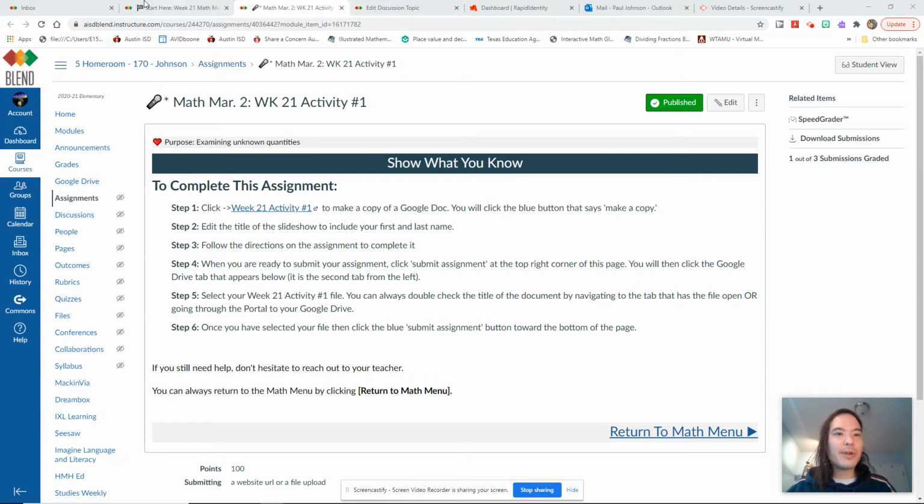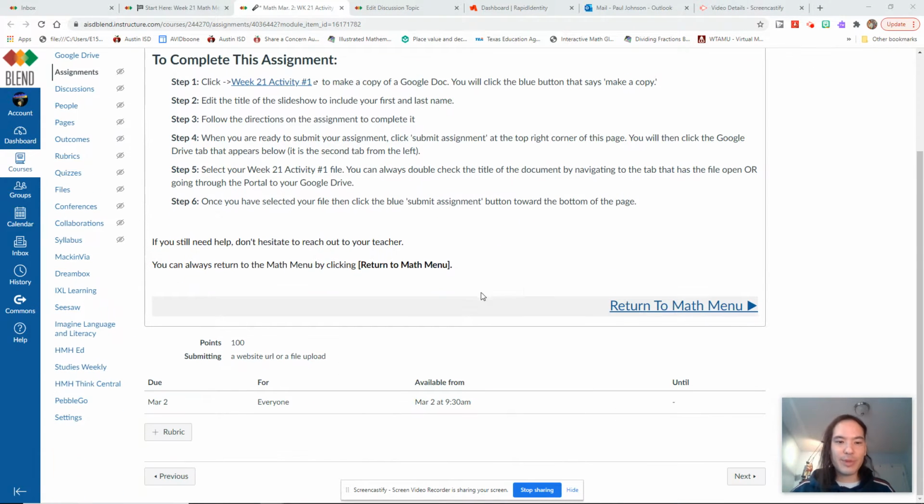Welcome to another episode of How Many Tabs Are Open on Mr. Johnson's computer? Two, four, six, seven. We've got a couple more tabs open already.